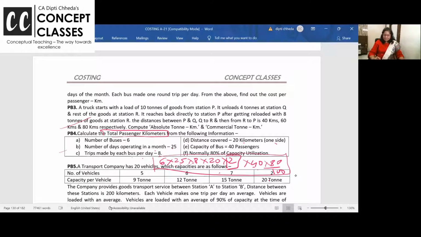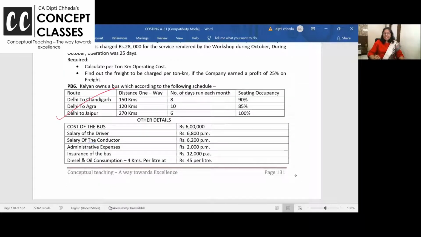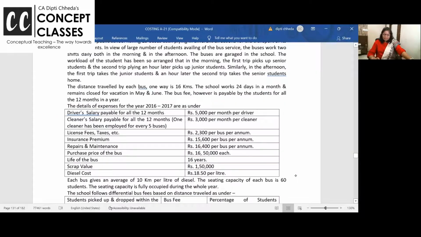Are you getting it? Ton kilometers also I'll show. This is also a very nice problem. Once you calculate the total cost, then divide it to get the per kilometer cost, and then like Delhi to Chandigarh, it is 150 kilometers. So per kilometer, if you get the cost, add the profit and all, you can complete the problems.